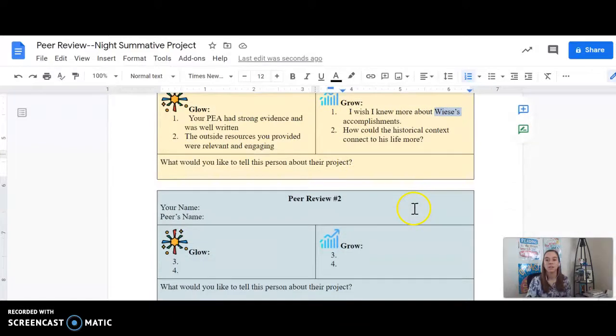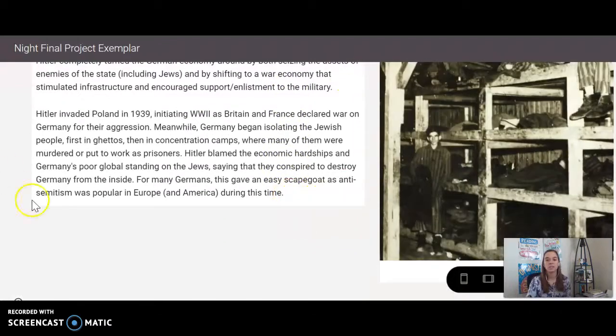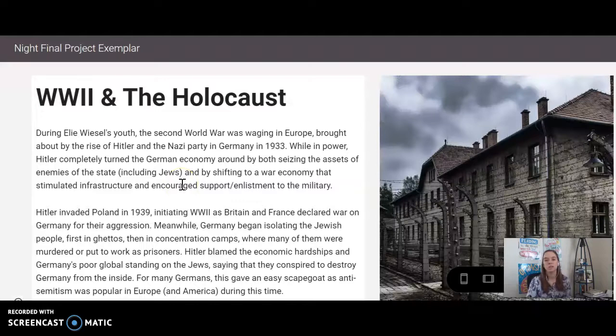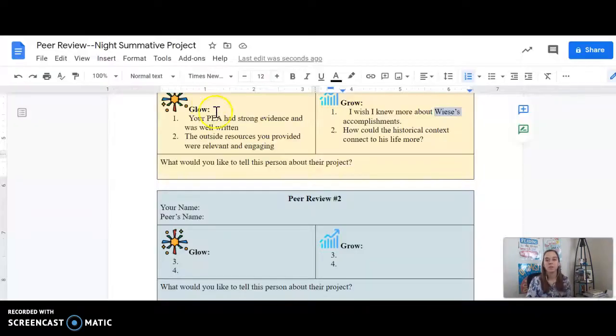And then down here, I said, how could the historical context connect more to his life? I liked what they put for historical context. It made sense to me, and I was just wondering if maybe we could use a little bit more here to understand how or why it impacted his life, okay? So those are what we're going to do for our grow.